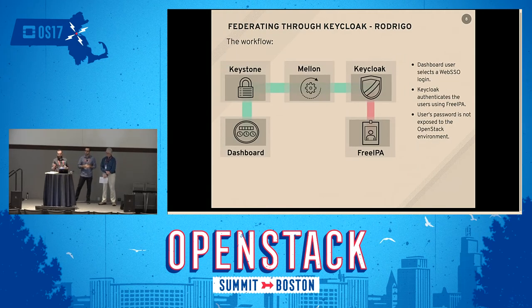All right, so now to tie this all together into that thing called federation, here's Rodrigo. Thanks, Martin. So as we discussed before, we have on the left side of this picture the OpenStack dashboard, which is Horizon and Keystone. And on the right side, we have Keycloak and FreeIPA. And they are the two main components here in the federation workflow.